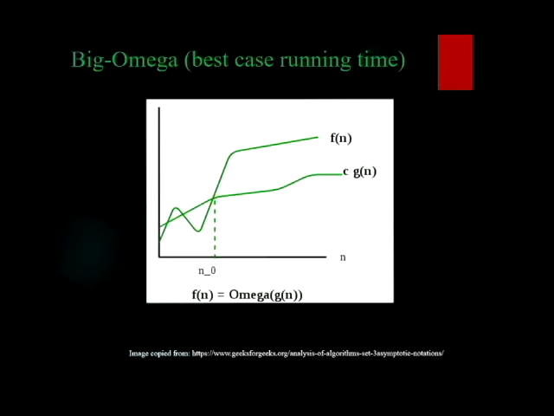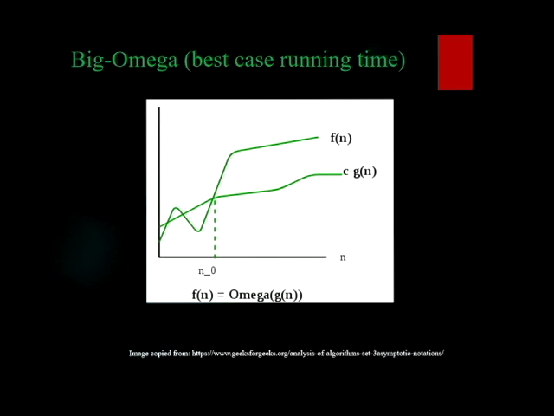Again, representing the same thing in terms of a picture. In this slide, I've just copied it because I didn't get time to draw this diagram. You can visit this link, there is a lot of interesting explanation. So this is my big omega, which represents best case running time. Before I explain, is this graph understandable? Can you understand what is happening over here?